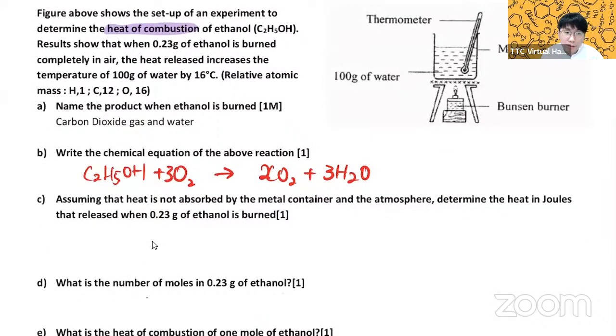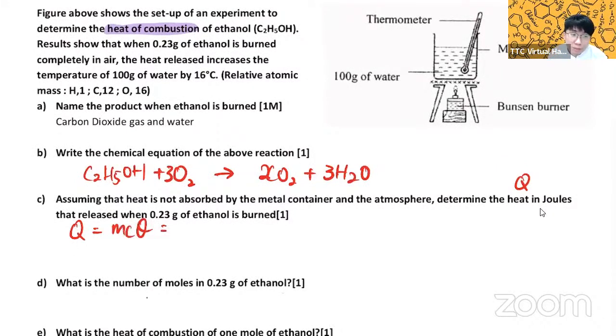Now, assuming heat is not absorbed by the container and the atmosphere, what is the meaning of this? It means no heat loss to the surroundings. This is what we always assume in high school science, in physics also. Determine the heat in joule released when 0.23 gram of ethanol is burned. To calculate heat in joule means to find Q. How to find Q? Q equals mc theta.